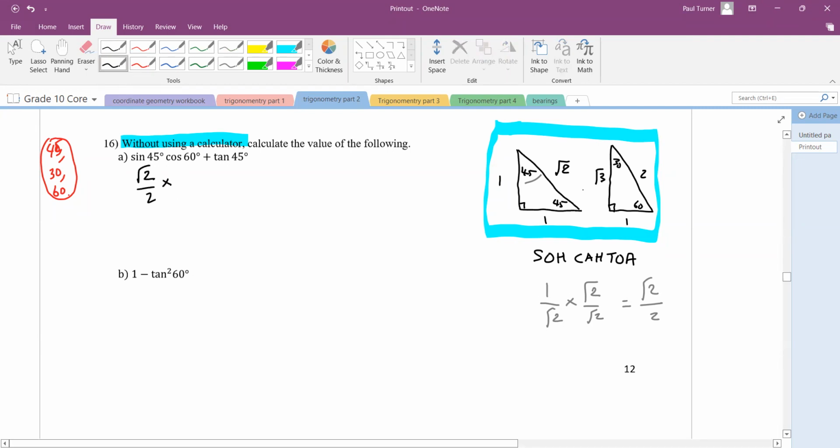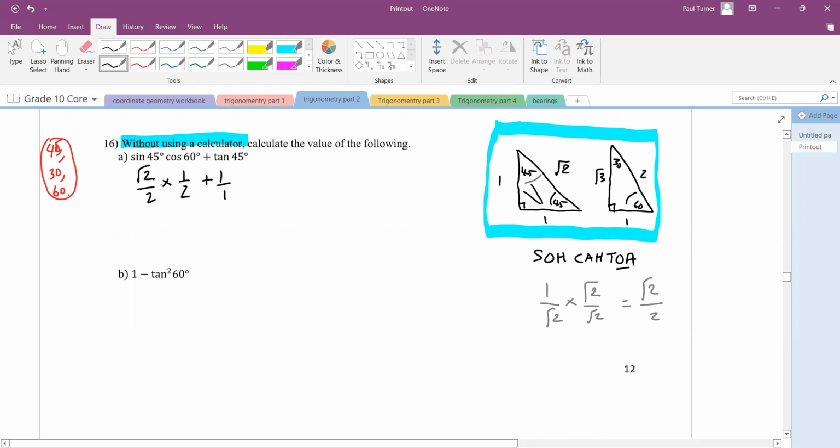Cos 60. Cos is CAH, 60 is here, adjacent on hypotenuse. So that would be 1 on 2. Okay, plus tan 45. For tan is TOA, opposite on adjacent. If you use this angle here, this one, you'll get the same answer, 1 on 1. So TOA is 1 on 1, which is going to be 1.